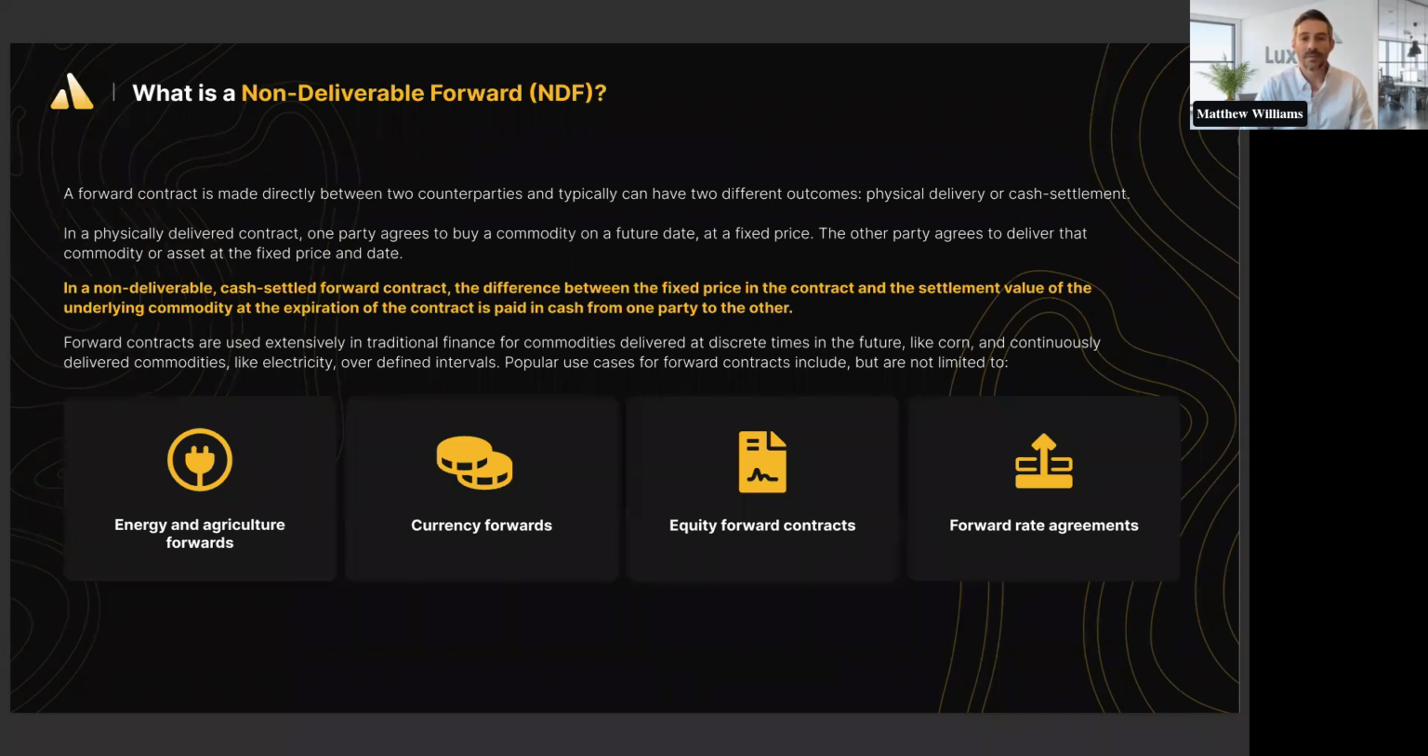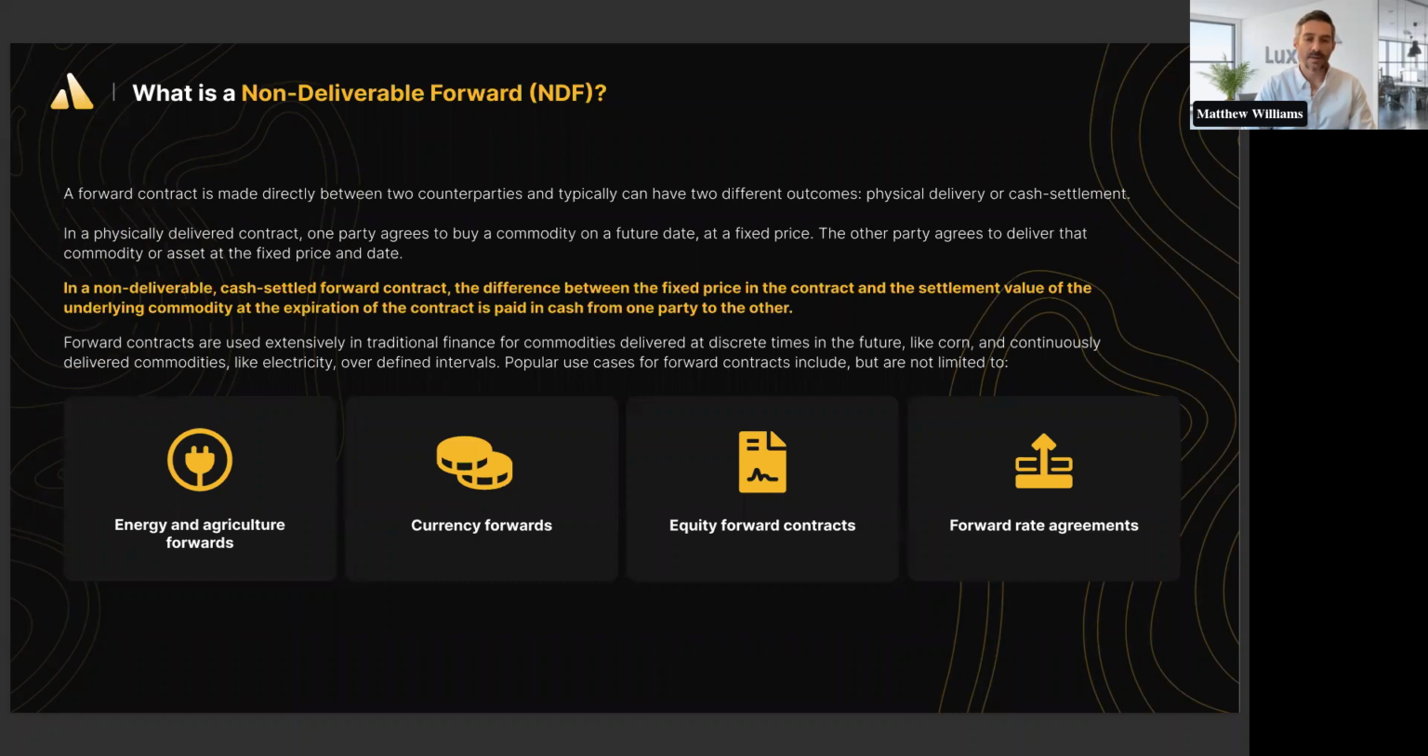Forward contracts, both the physically delivered and cash settled, are widely used and prevalent in pretty much every asset class, be it the agriculture that I just mentioned. They're also very popular in energy, interest rates, cryptocurrency, and other asset classes as well. In a physically delivered forward contract, one party agrees to buy a commodity on a future date at a fixed price, whereas the other party agrees to deliver that commodity at the fixed price and date. And there are some examples of these that exist in the Bitcoin mining space today.